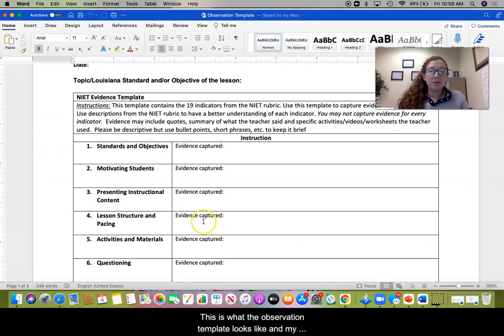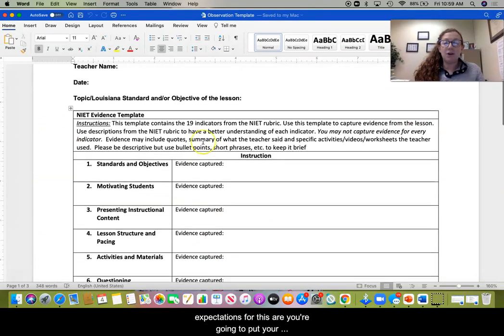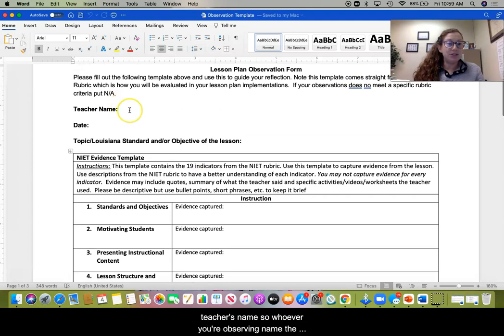So let's first talk about your observation template. This is what the observation template looks like. And my expectations for this are you're going to put your teacher's name, so whoever you're observing's name, the date, and then the topic or standard or objective that you are watching. So it would be Social Studies Standard 3.1 and then whatever that standard is.